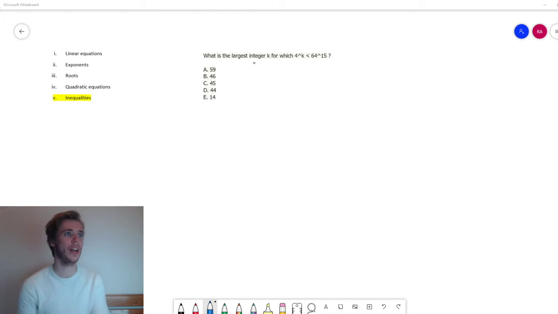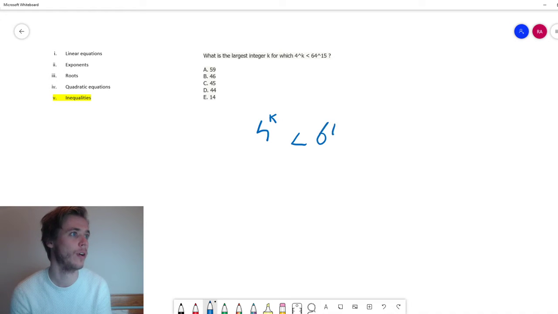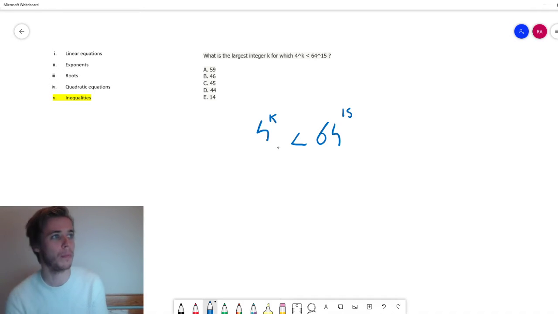Okay, this question: what is the largest integer k for which 4 to the power of k is smaller than 64 to the power of 15? So we have 4 to the power of k is smaller than 64 to the power of 15. If we want to compare these things, we need the same base, because then we can compare them. How can we rewrite 64 so that we have the same base?